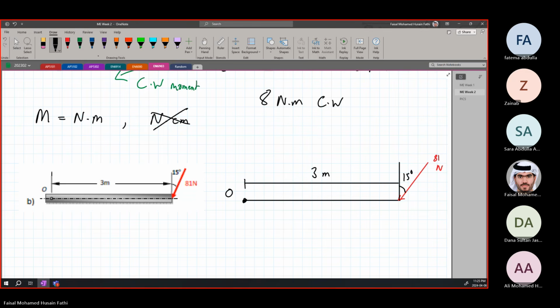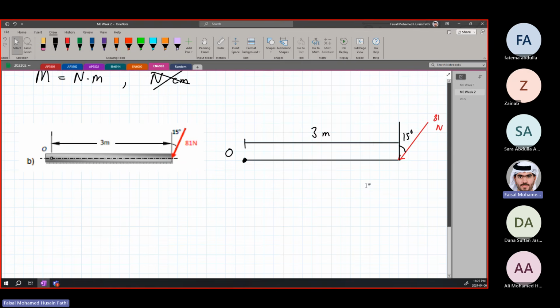Now, an important thing to know here is, what did we say? We need a perpendicular distance. Right? We need to find the perpendicular distance. We cannot just directly take the 3 meters, because this is not the perpendicular distance to the force. So how do we find the perpendicular distance? We can break this into two components. Right? We can do one that is perpendicular and one that is along.